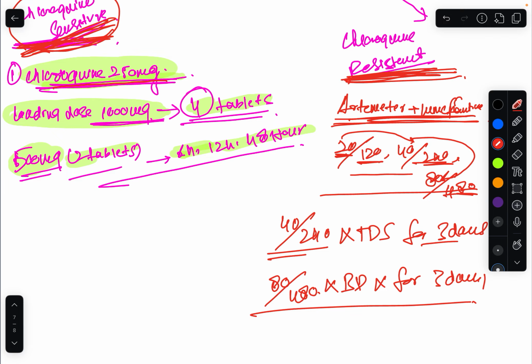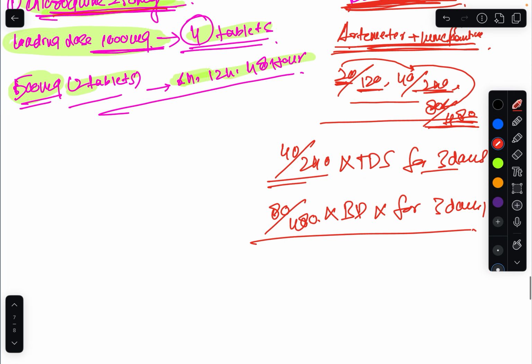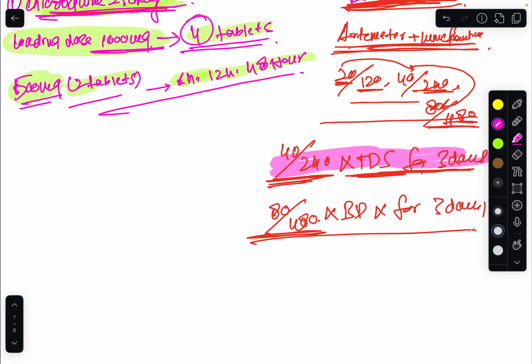These come in different formulations: 20 into 120, 40 into 240 and 80 into 480. If we are choosing 20 into 120, then it is given TDS, meaning this tablet is given 3 times per day for 3 days. If we are choosing the 80 into 480 combination, then it is given BD for 3 days.